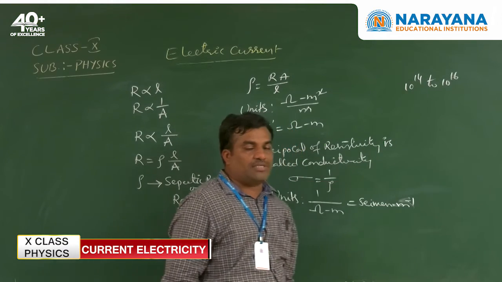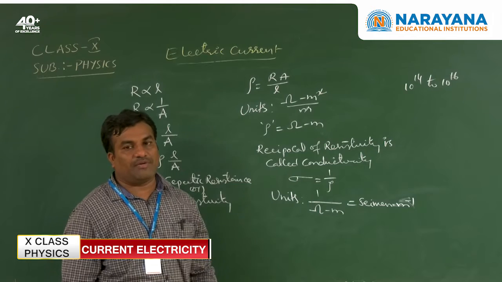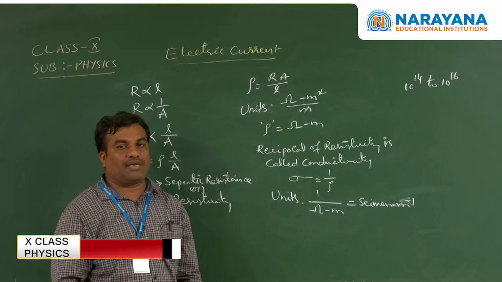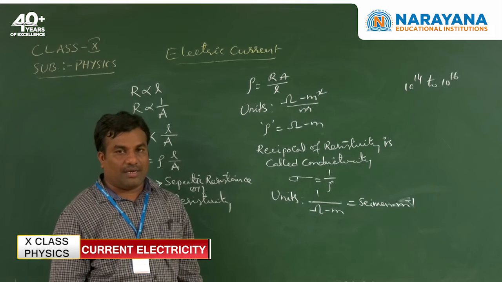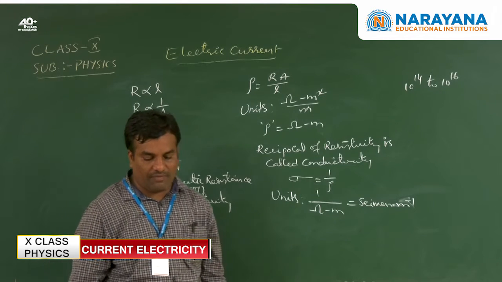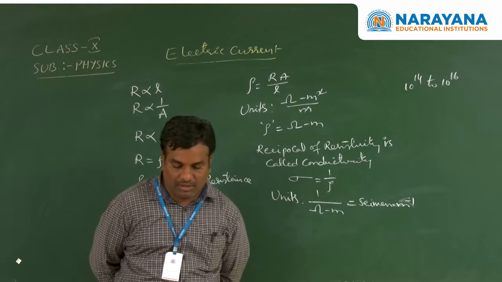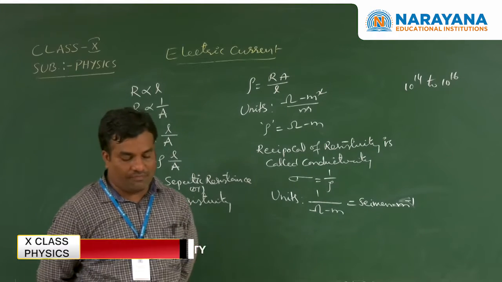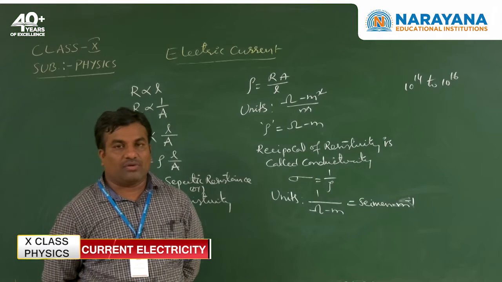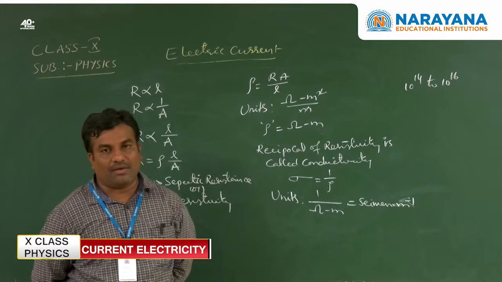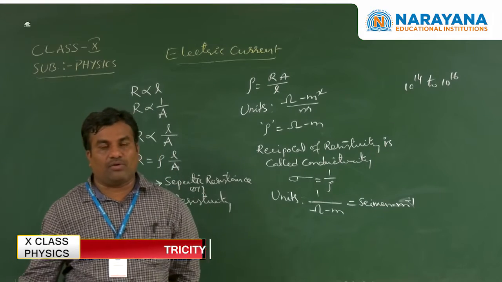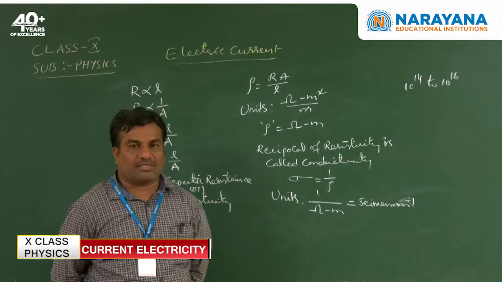Now we observe semiconductors. Their resistivity is in between conductors and insulators: greater than conductors and lesser than insulators. Germanium and silicon are examples, and these two materials can be used for making transistors and integrated circuits. So this is resistivity.